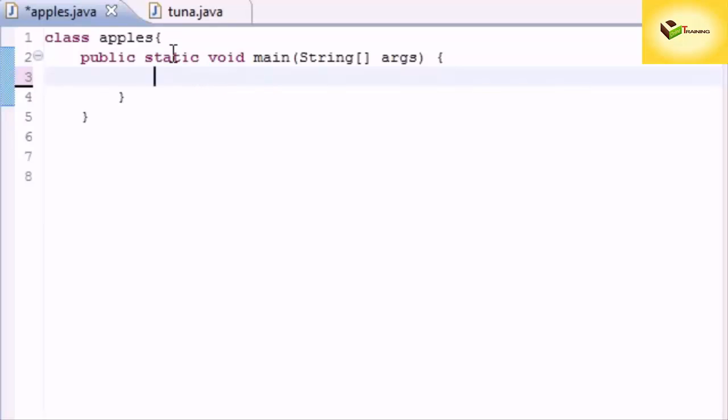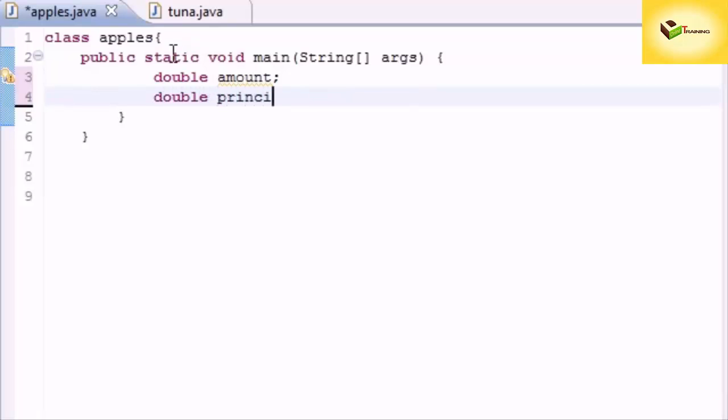If this sounds really complicated, let me show you how to do this using a for loop, and you will be substantially impressed, I promise you. So we need three variables: double amount, and we don't know what this is yet, so we're just going to leave it set to nothing. Double principal, and again we're using double because we want to use decimal points. We can't use int because these aren't whole numbers. We need to use decimal points.